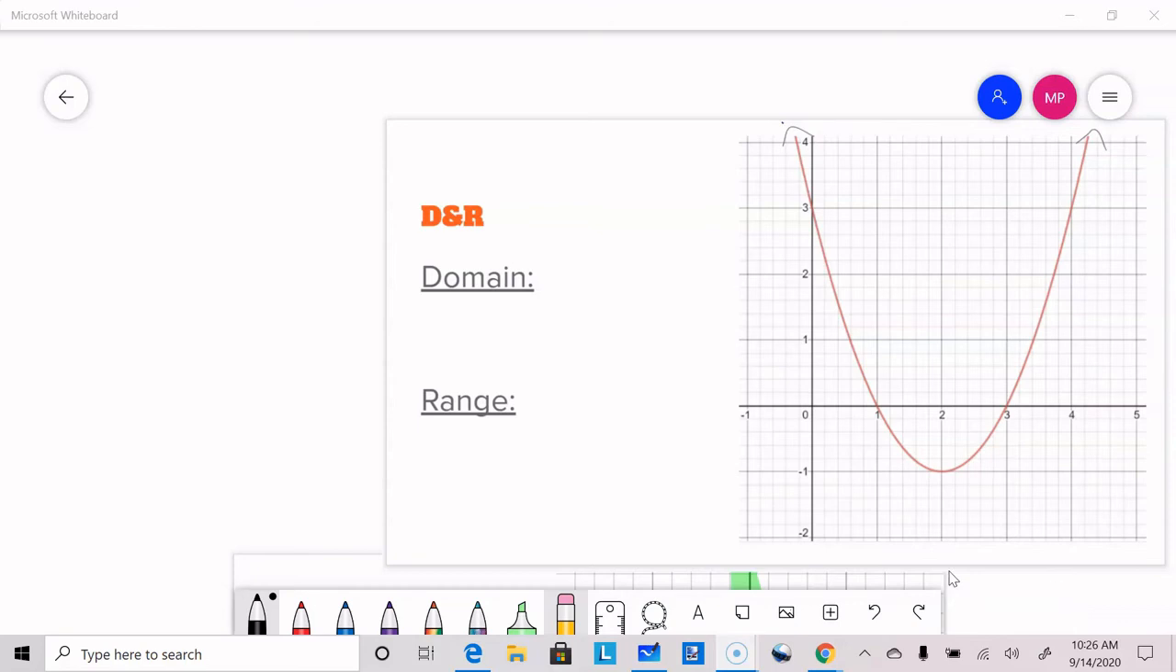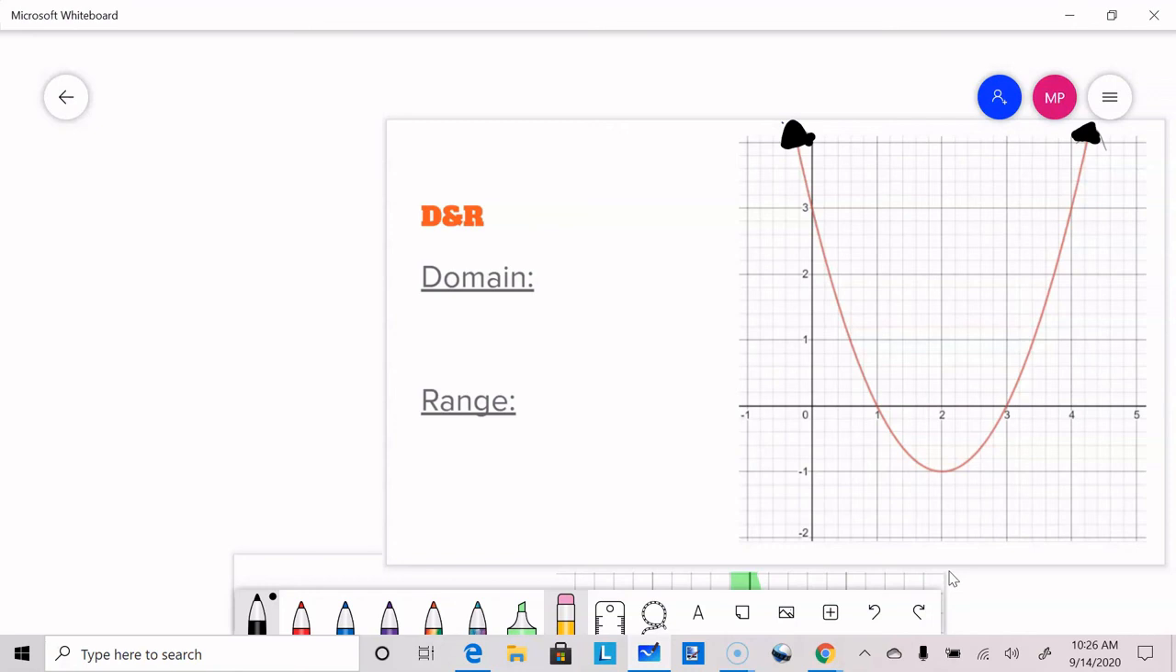So this is going to be our next example of finding all the attributes. And just like with the last one, I split it up into 3 sections: domain and range, x and y intercepts, and vertex, minimum, and maximum. Now with this domain and range, it's a little bit different just because we have these arrows at the end of our graph, both ends actually.